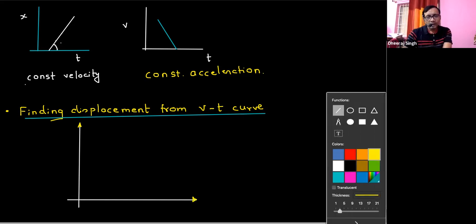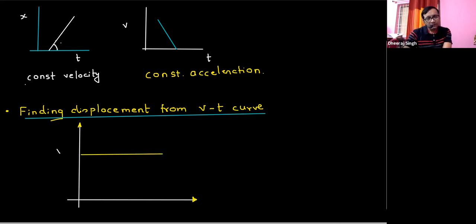Okay. Suppose you're going like this. This is velocity, this is time. And you have reached a point where time is t equal to t naught. So what is the total displacement? Mathematically, what should I write? Displacement in this case will be what? Constant velocity this is. So v into t naught.